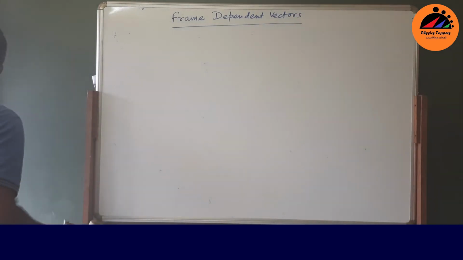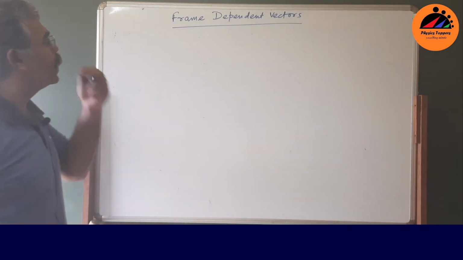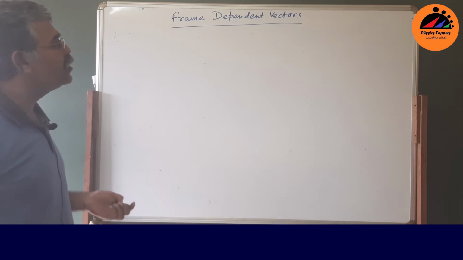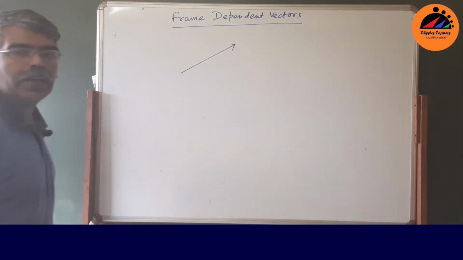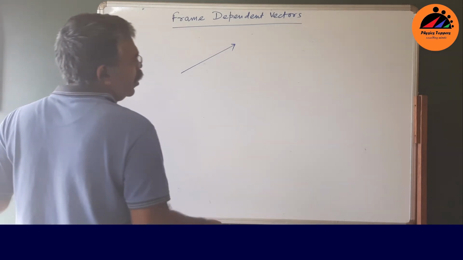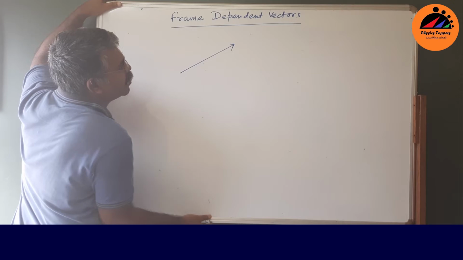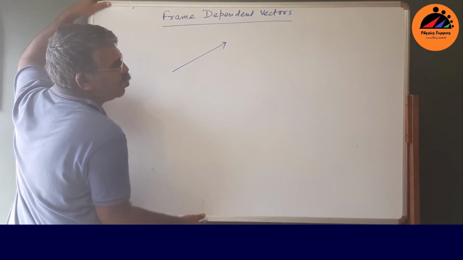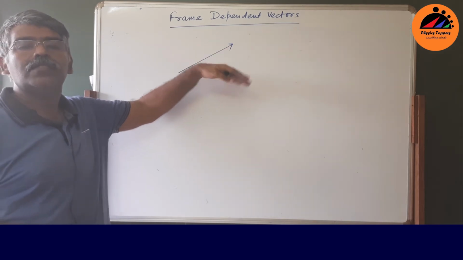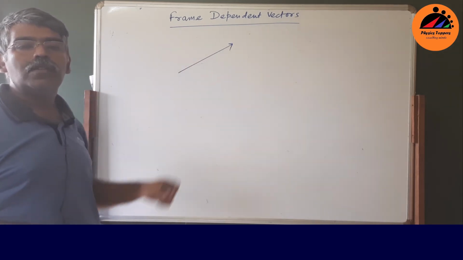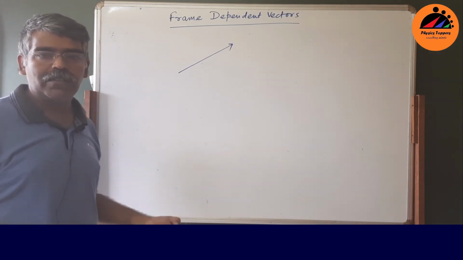Vectors are usually frame dependent, because for example, suppose I draw a vector, right? So now if I move the board, what happens? This vector changes direction, right? So it can't be like that. You are representing something with respect to something, right?